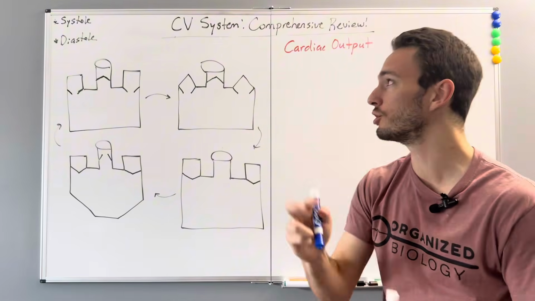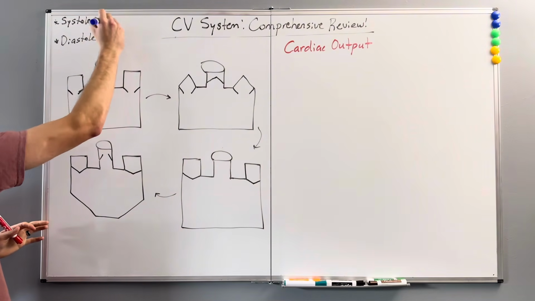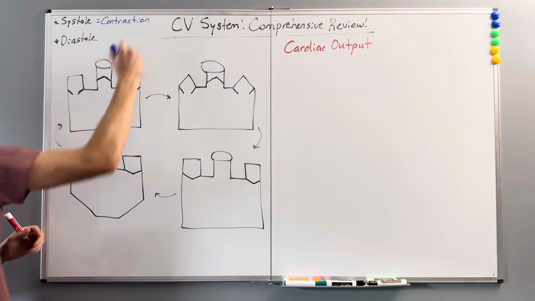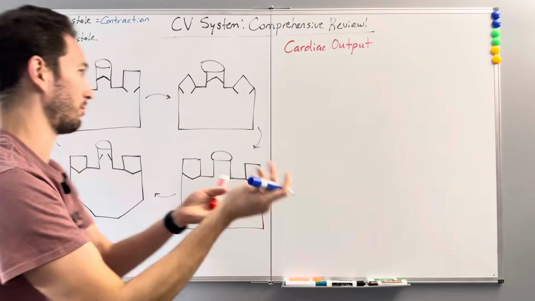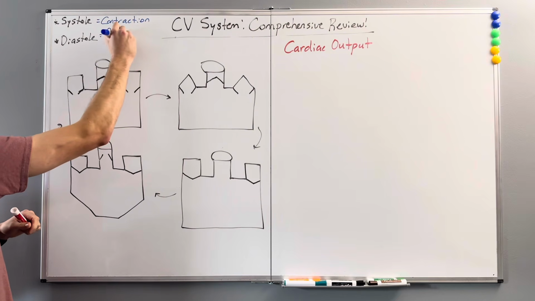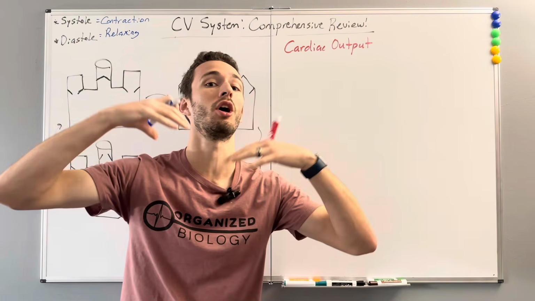So I want you to know two main terms. The first one is systole, and that is just going to be referring to active contraction of a structure. So if I say atrial systole, it means that the atria are contracting at that point. Whereas diastole basically means relaxing at that point. So if I say it's an atrial diastole, the atria are relaxing.